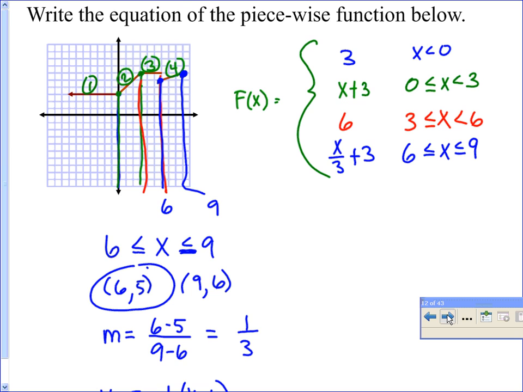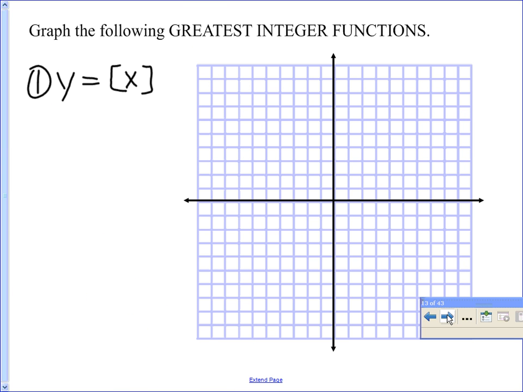All right, 2 more problems. We're going to talk about greatest integer. You've probably seen greatest integer a little bit in algebra 2, but the greatest integer function is defined as the greatest integer not greater than the value that we're given, not greater than x. The greatest integer not greater than x.